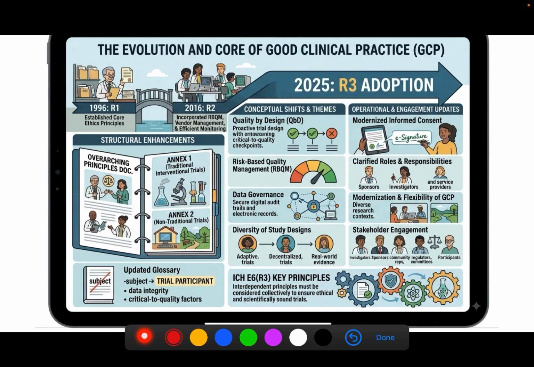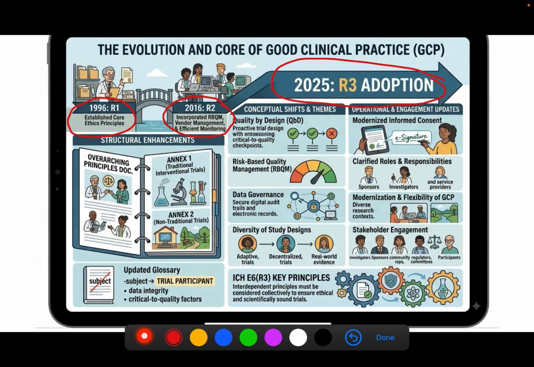The next topic is the evolution and core of Good Clinical Practice. Good Clinical Practice hasn't stayed static. It has evolved. It started in 1996 with R1, which established the core ethics principles. In 2016, R2 added risk-based quality management, vendor oversight, and better monitoring. Now in 2025 we have R3, the most significant and updated one.